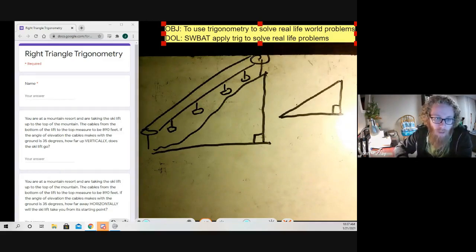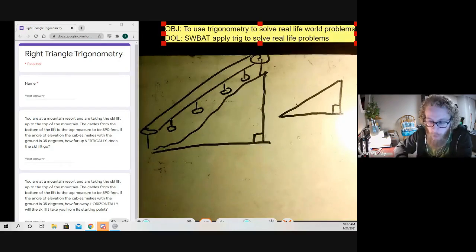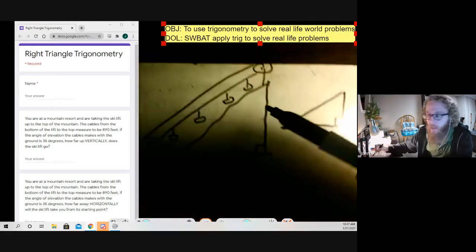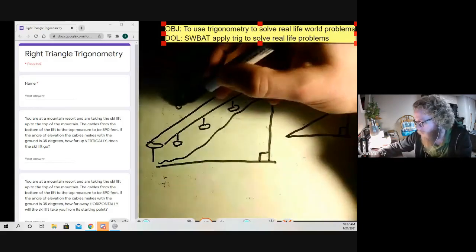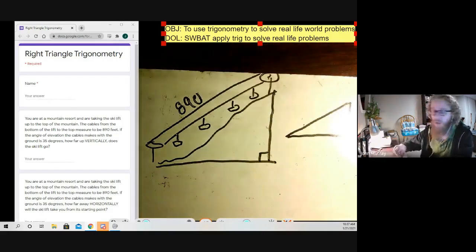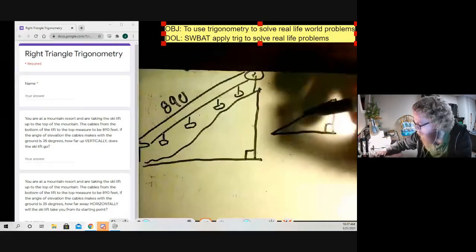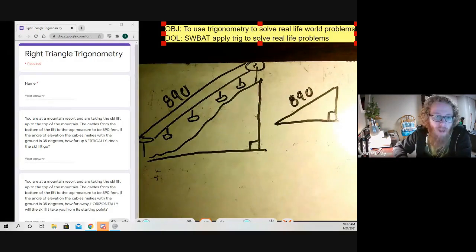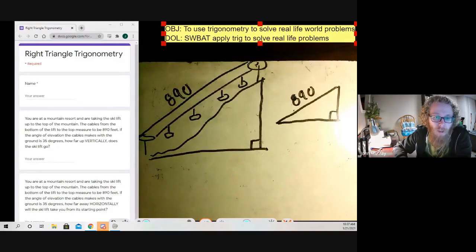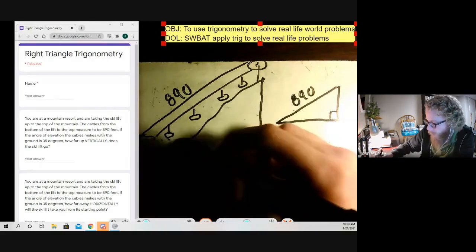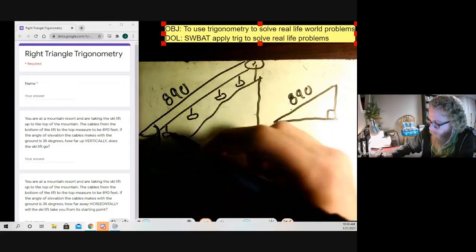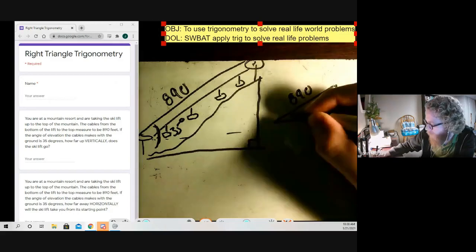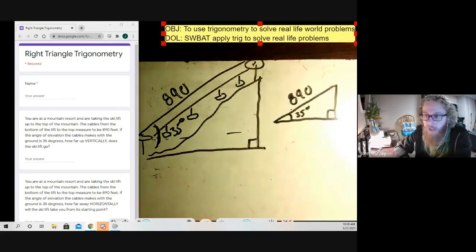So they tell us two things. They tell us that the cables measure 890 feet. So be careful where you put that. Here, they're telling us the hypotenuse is 890. Then they tell us that the angle of elevation is 35 degrees, right? So looking up like that, we have 35 degrees. So I can put 35 degrees here.